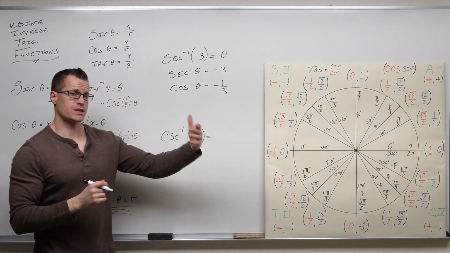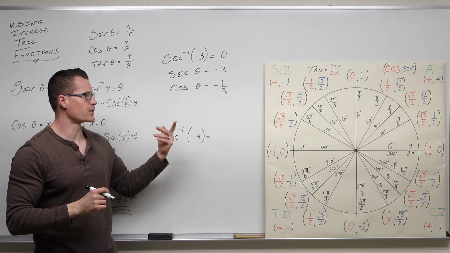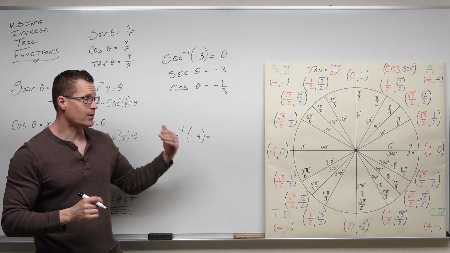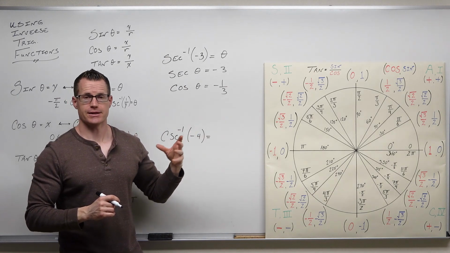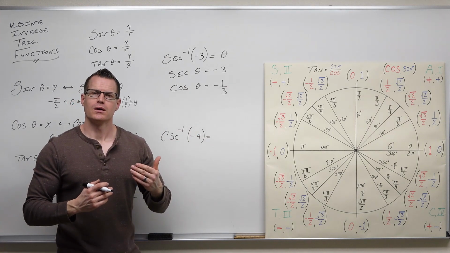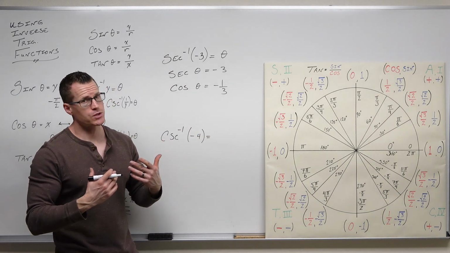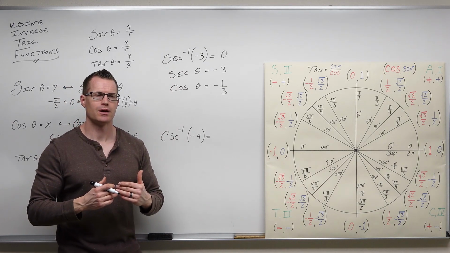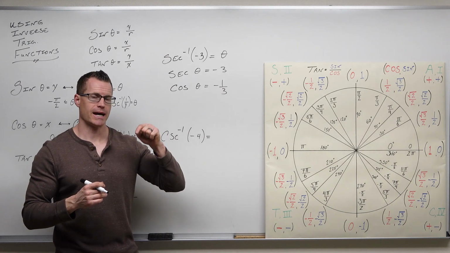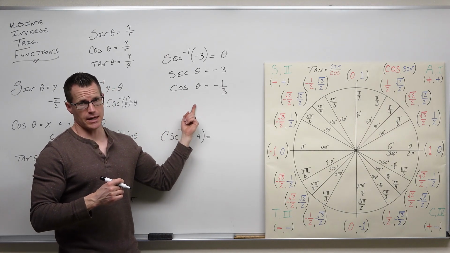If secant theta equals negative 3, then cosine theta equals negative 1/3, but you go, wait a minute, I don't see an x-coordinate of negative 1/3 on the appropriate domain. That's a problem. So what do we do? Most calculators don't have secant inverse on there. So when you go to plug in, you have cosine inverse. Well, this will allow you to do that.